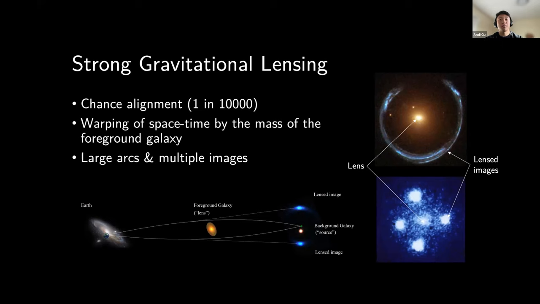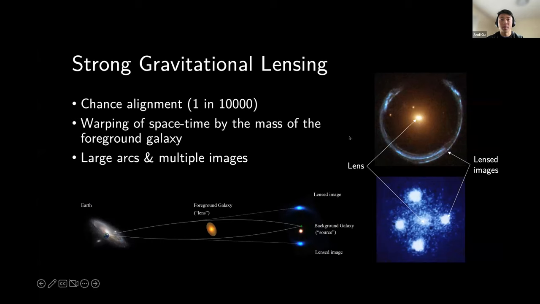They're caused by this massive elliptical galaxy known as the lens, the galaxy in between Earth and the source. It warps space-time to bend light from this background galaxy, which we call a source. And the bent light forms an image that's highly warped. And it typically makes large arcs and shows multiple images.